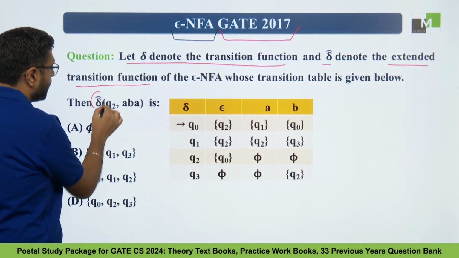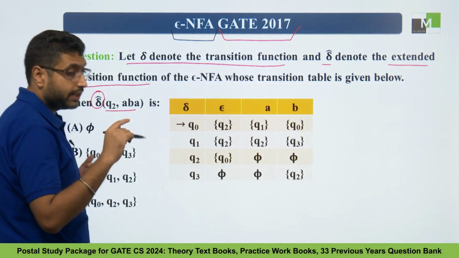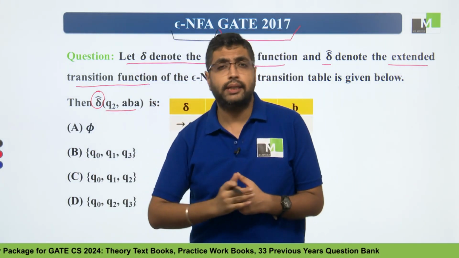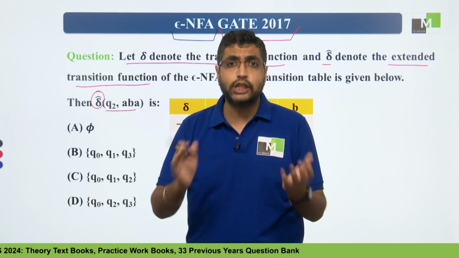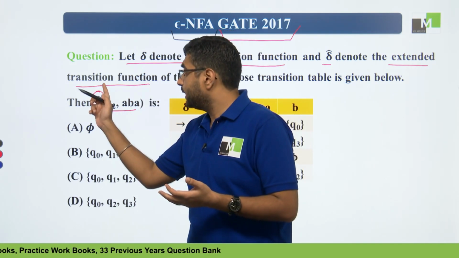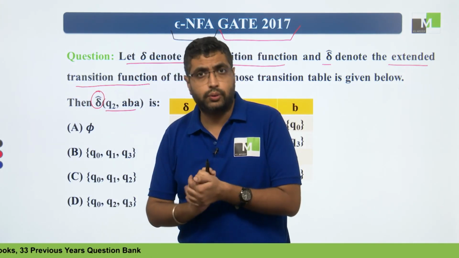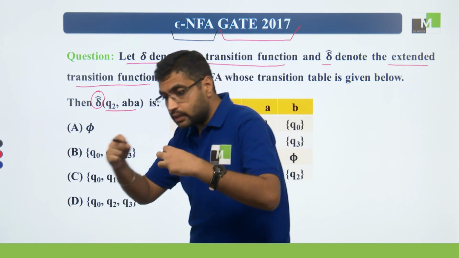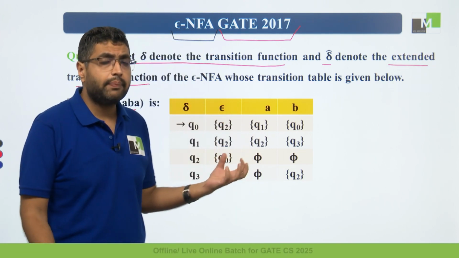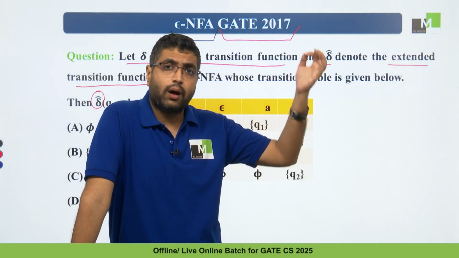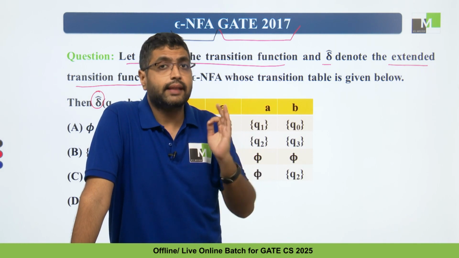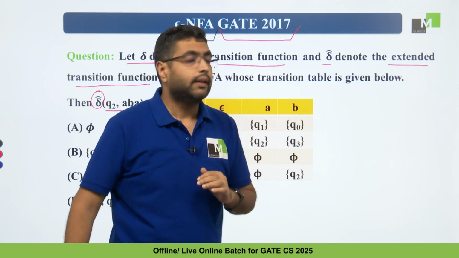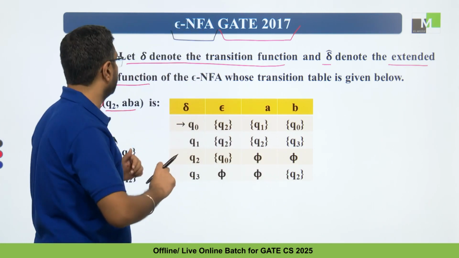So delta dash has been asked for Q2 comma ABA. That means what happens on Q2 when we get the string ABA. That is, what are the states that are reachable when we put ABA on Q2, right? So the only difference between delta and delta cap is that delta is applied on symbols in the alphabet and delta dash is applied on the strings, right? Let me read out the question fully first.